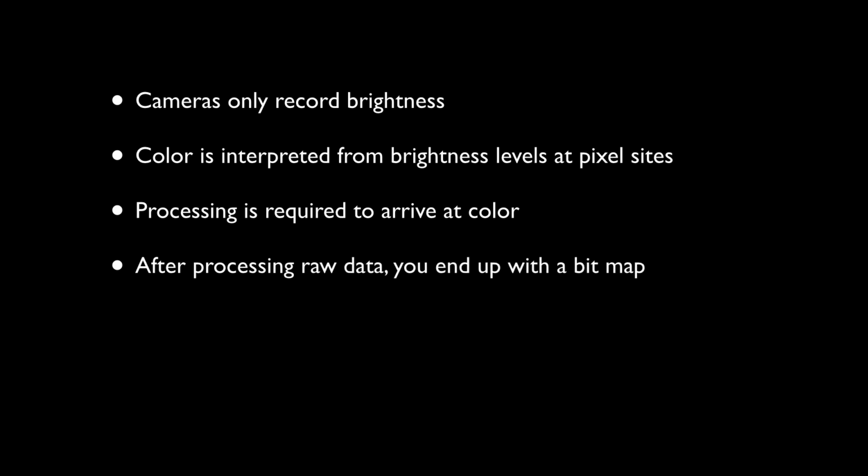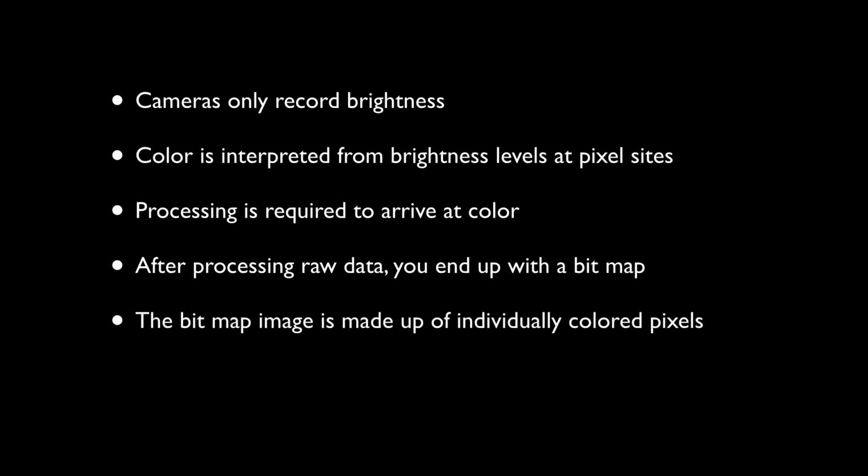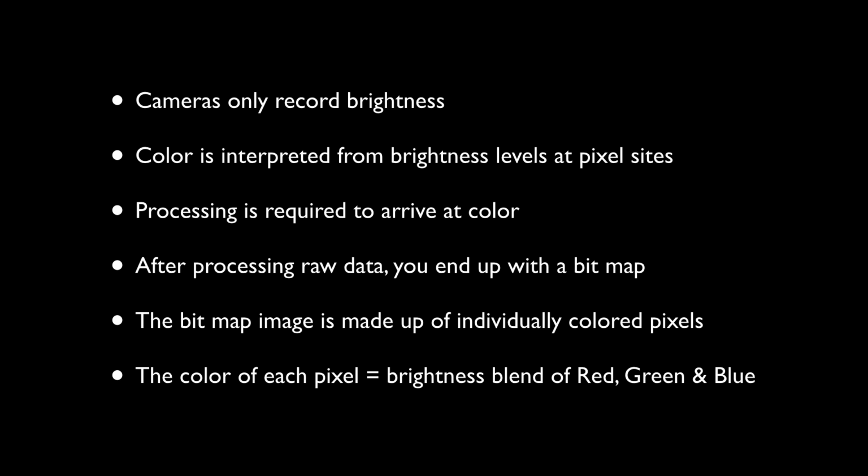After processing the raw data, a bitmap image is generated. This image is a collection of individual, discretely colored pixels arranged in a grid, a bitmap. The color of each pixel represents the particular blend of red, green, and blue brightness values derived from the demosaicing calculation. So after the image data is captured, it has to be processed to reinterpret the individual green, red, and blue brightness values into a full RGB color image.